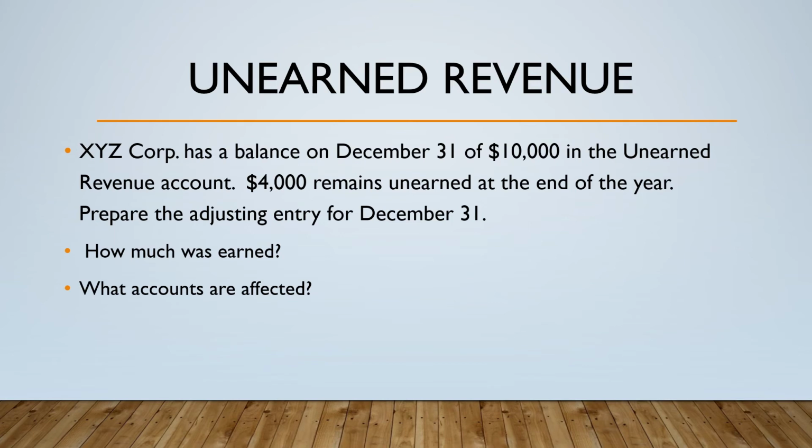The next question is, what accounts are affected? Well, we have unearned revenue because that is what we're looking at. So that's definitely going to be one of the accounts. And the other account that we would use would be fees earned or possibly even service revenue. And so what we will see in this particular item is that because our unearned revenue account, which is a liability account, is going to decrease, it will be our debit. The amount that was earned would be our revenue, which is our fees earned, and that is going to be our credit.